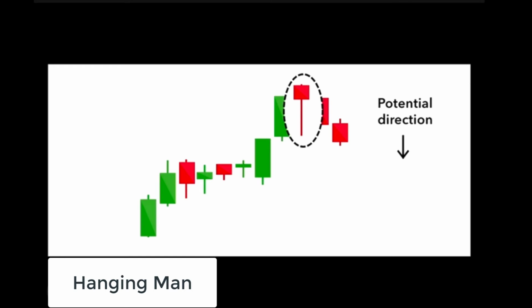Now let's take a look at 6 bearish candlestick patterns. The first bearish candlestick pattern we're going to look at is called the hanging man. The hanging man is the bearish equivalent of the hammer, which was the first one we went over in our bullish candlestick patterns. It has the same shape but forms at the end of an uptrend. So here we can see the uptrend, but now we see the opposite of the hammer, which would typically be here, right? But now it's up here, and it's going to potentially have the direction of going down.